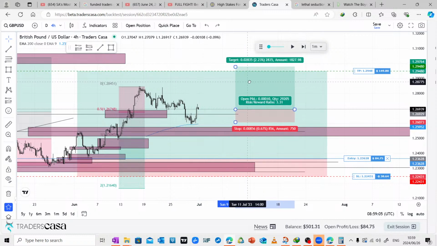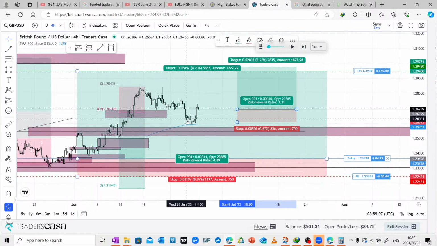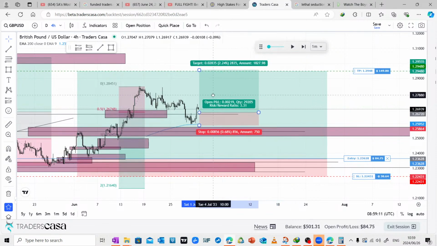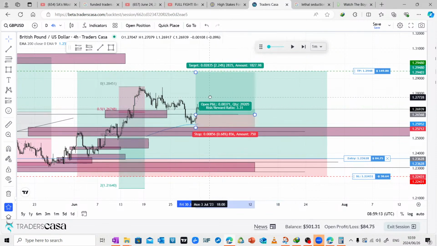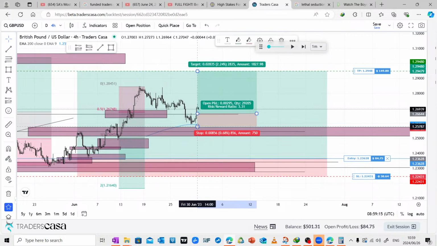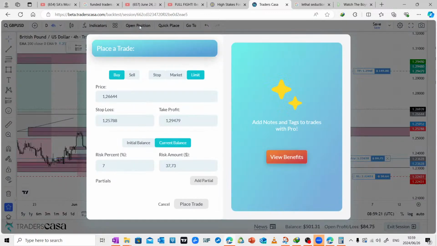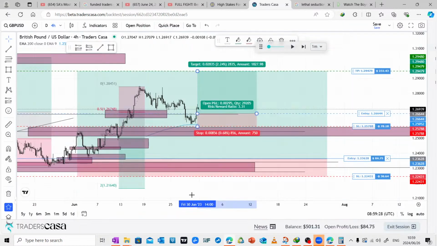Now you can see we've got a proper change in character, push the upside, left a fair value gap right there. So I'm going to take the entry in that fair value gap, put my stop below that, and this will be more of a risk entry. And I'll risk 14%. Can't place the trade.